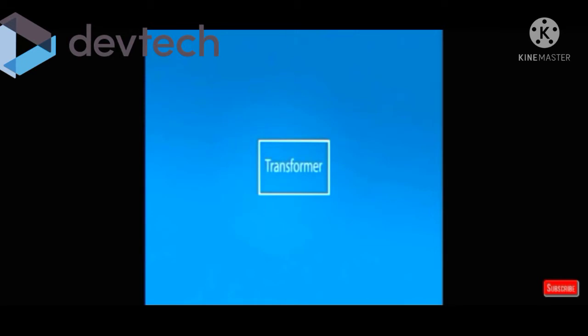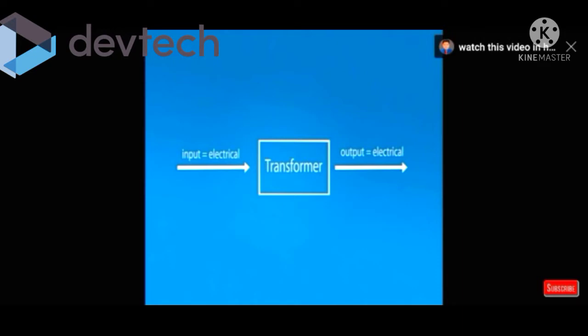A transformer is an electromagnetic static device in which the input is in the form of electrical energy and the output is also in electrical form. Also, the input and output are both in alternating form. Primarily, transformers are used to change the level of voltage and current.